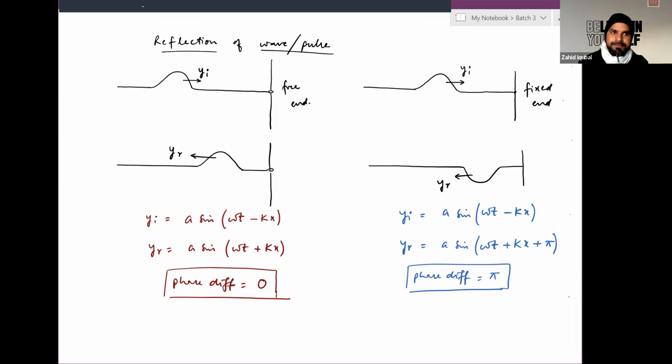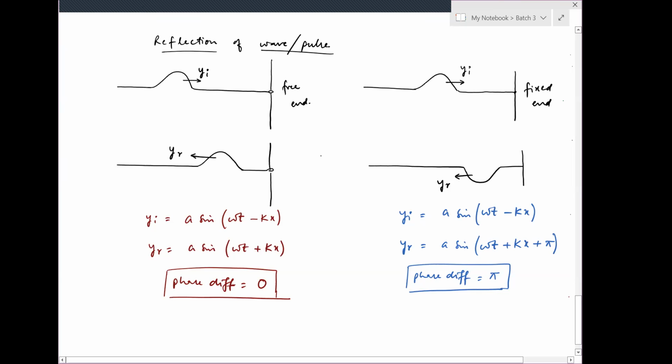Is it clear? So in case of a free end, only the direction of the wave gets reversed, but no phase difference is seen. In case of a rigid or fixed support, the direction gets reversed and the two also differ in phase by pi. Atif, is it clear? Yes. Okay, just write it down.